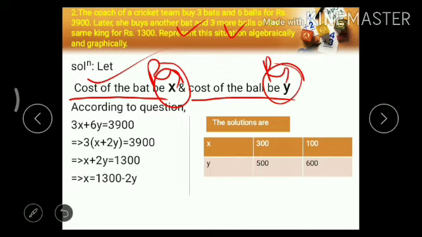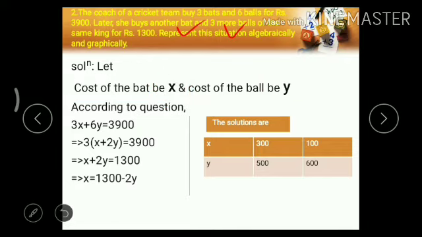Here I would like to say that you can assume any alphabet. You can assume k also, you can assume a also. But if you take x, y, this gives you a little bit of relaxation in your mind, because everybody is using x and y, so if you use x and y you will be more comfortable. This is my point of view, so it's up to you. Now these two were unknown to us, and now we have assigned values to them. Now let's proceed to the question.